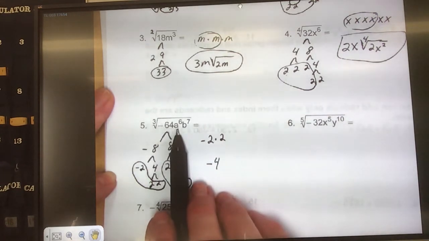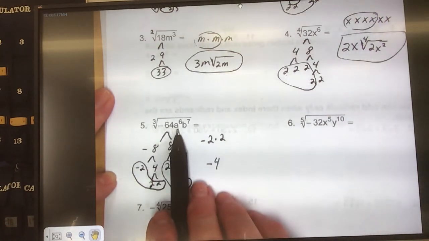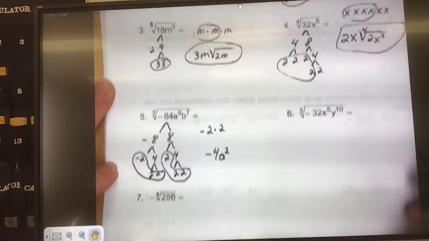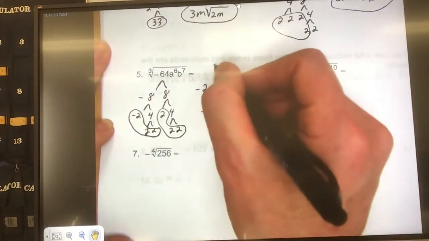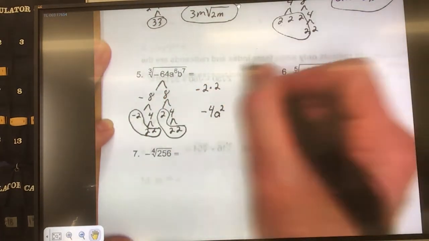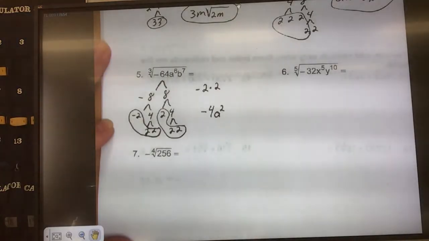Now we should be getting good at looking at this. How many groups of 3 are in a to the 6th power? 2. So I can go ahead and put it down. Is there anything left over? No. So I don't even need to write those out. If you have trouble still seeing that, you could write out a 6 different times out here and circle both of your little 3-packs.